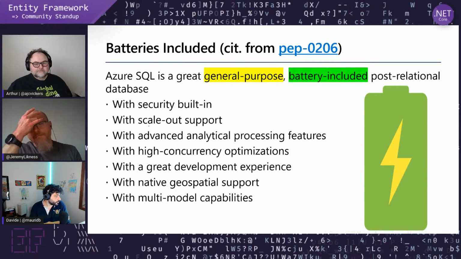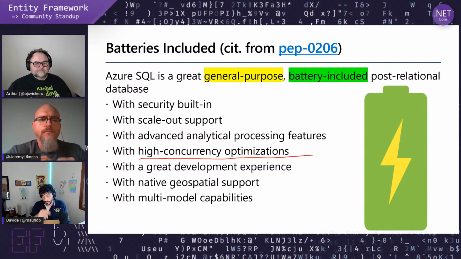for example, let's talk about that, high concurrency optimization. So in Azure SQL, we added the ability to have tables that don't have locking at all. So we have some tables called in-memory tables that simply don't use locks, period.